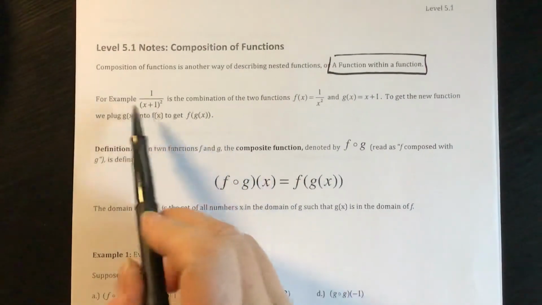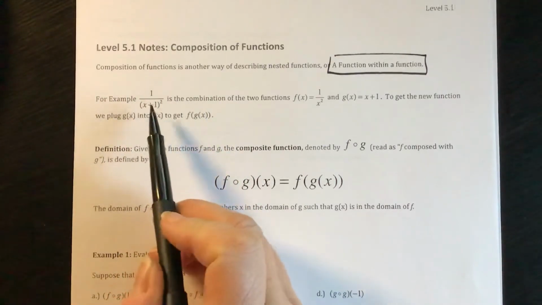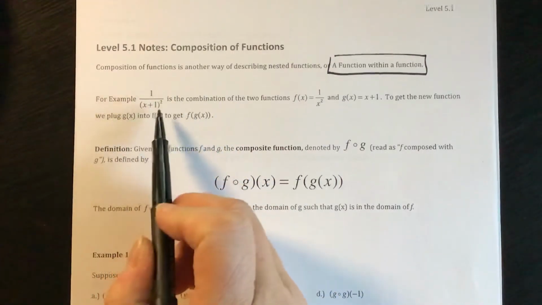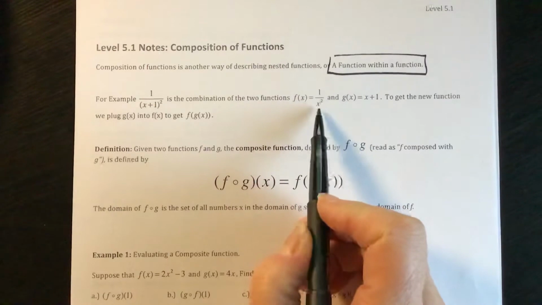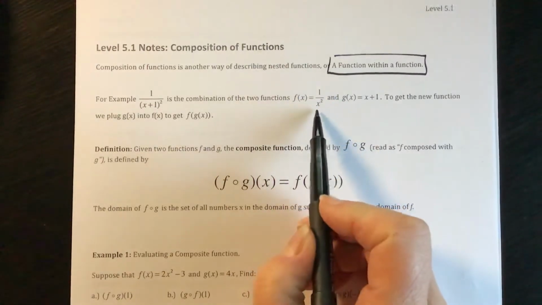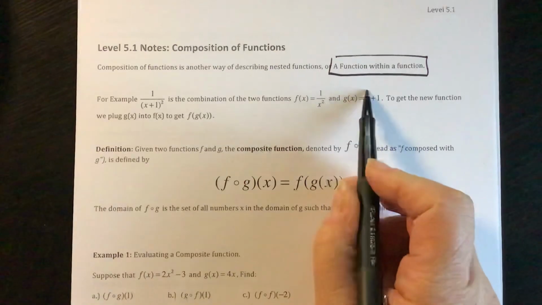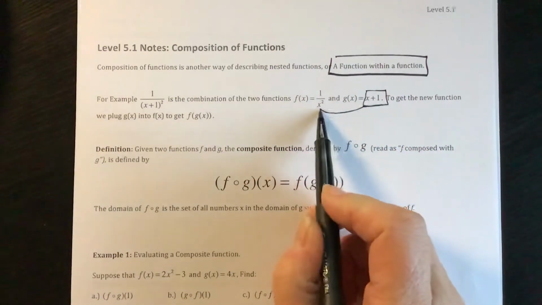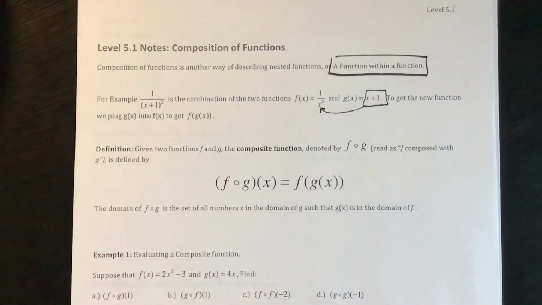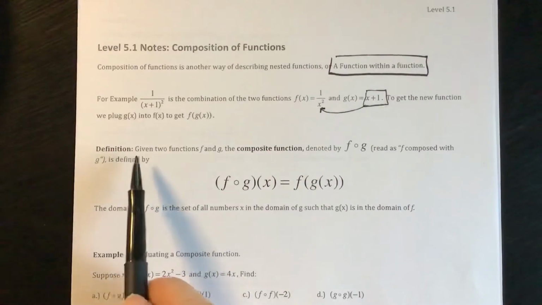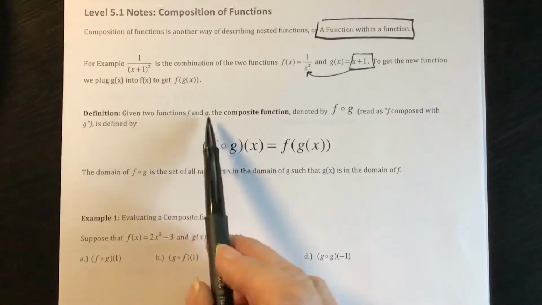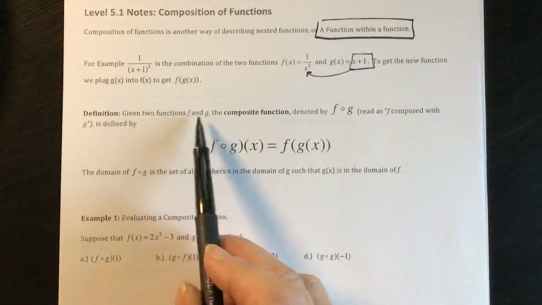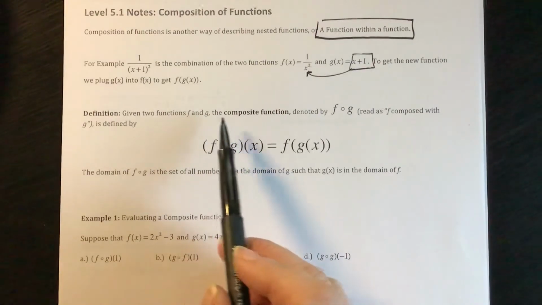And if we look at this example right here, we can say that this is a combination of two functions. And if I look at 1 over x squared, this is 1 over something squared. And that something can come from another function and be plugged into a function to get a new function. And if we are given two functions, f and g, and it doesn't really matter what they're called, we just have two different functions defined by two different variables.